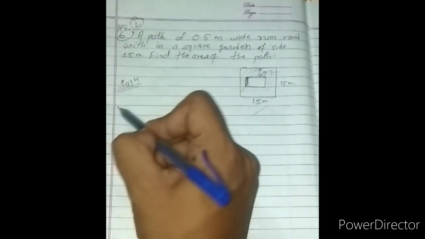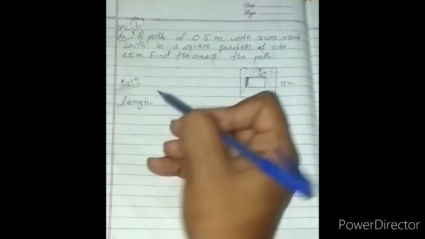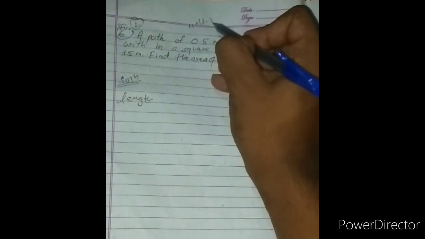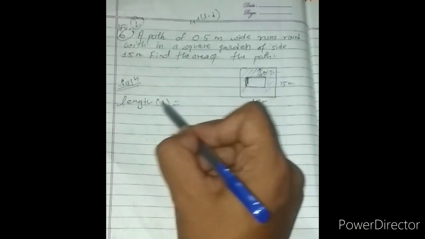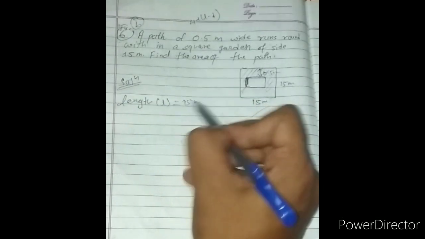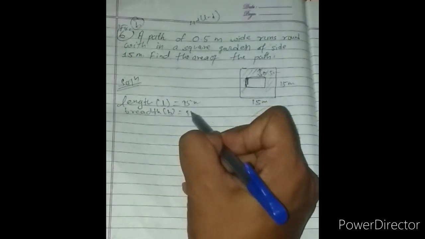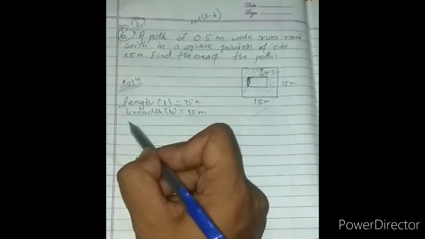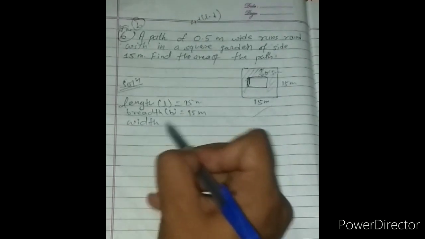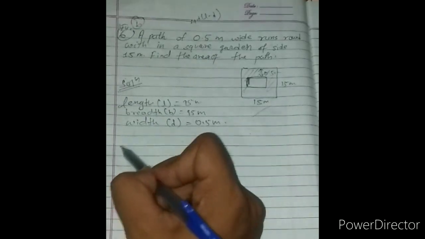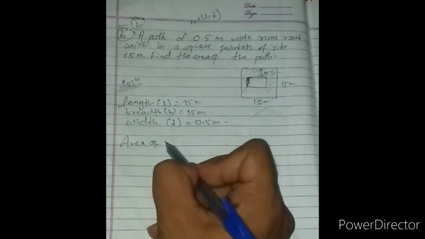So we can learn another formula for a square, that is 4D into L minus D. But why to learn more formulas? We can use that rectangle's formula also. Length is also 15. In the breadth also we can use 15. Length also 15, breadth also 15. Width 0.5 meter. You have to find area of path.